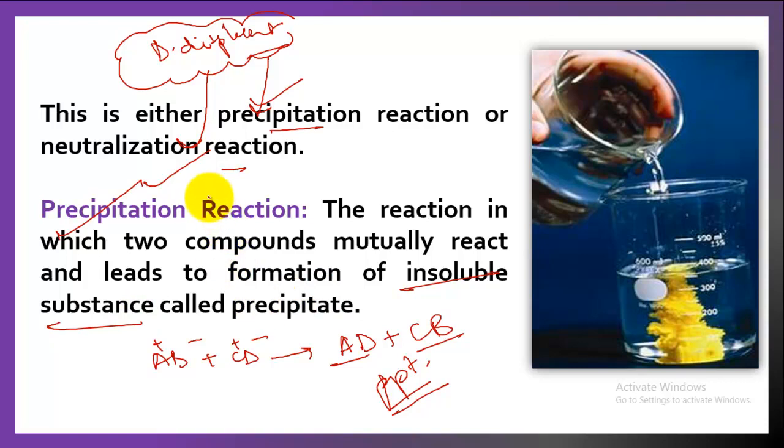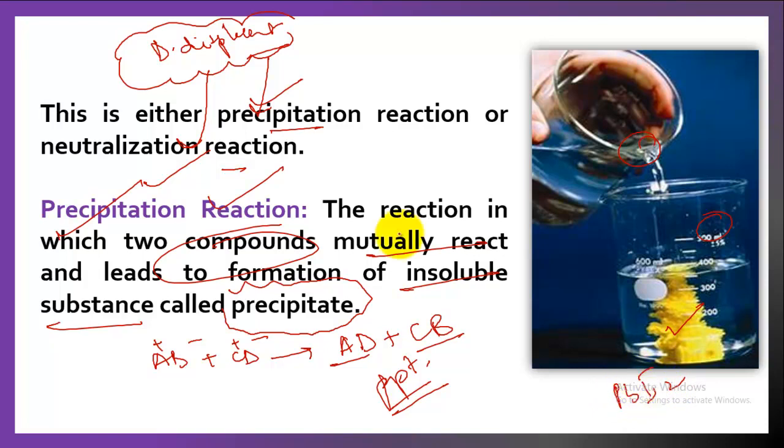So a precipitation reaction is the reaction between two compounds in which the ions are mutually exchanged, but it leads to the formation of an insoluble substance, that is, a precipitate. For example, as you can see in this figure, we are mixing these two liquids, and when they are mixed together, the two compounds exchange their ions, but it leads to the formation of an insoluble substance, that is, a precipitate. As you can see, this is a precipitate of lead, which is PbI2.